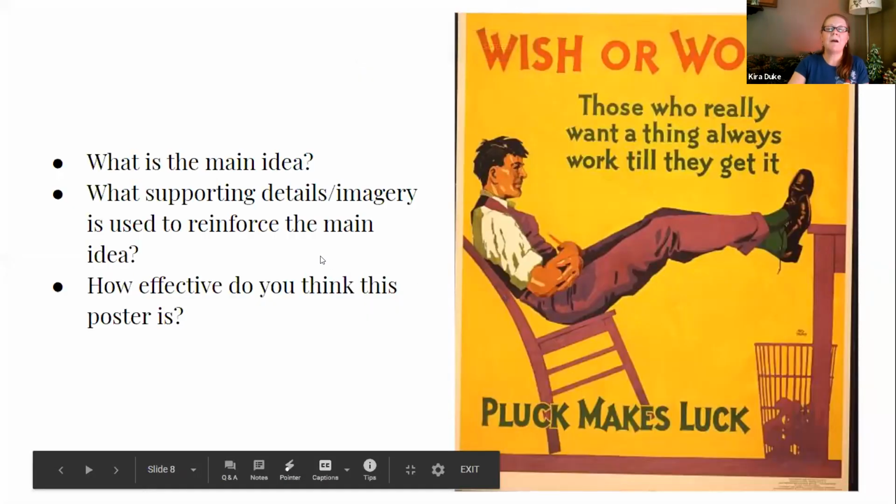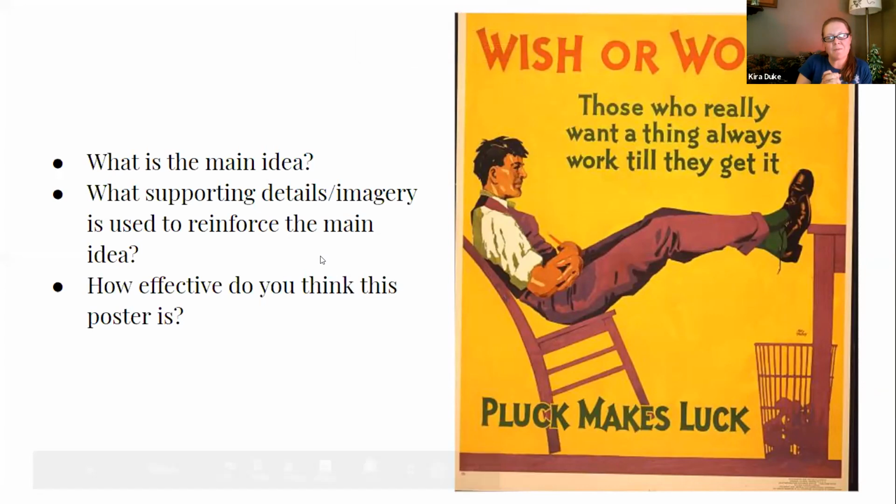All right, so again, back to what we're talking about, this particular poster, and thinking about what the main idea of this poster is. So again, in the chat box, if you would, what do you think the main idea here is?